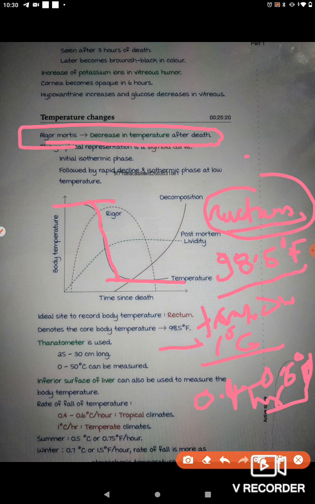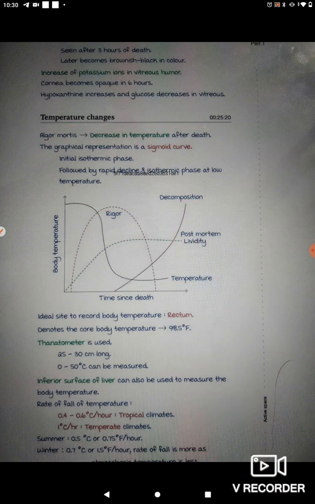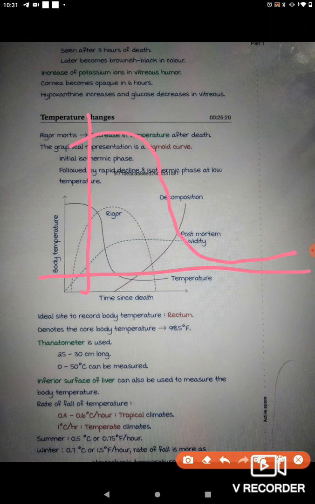So this is about algor mortis, and this is the graph of rigor mortis, and this is the graph of postmortem lividity. This inverted L shape is postmortem lividity. This inverted U shape is rigor mortis. And this is the graph of decomposition, which is just an increasing graph. We have seen various graphs: the sigmoid graph is for algor mortis, this is for rigor mortis, this is for decomposition, and postmortem lividity is the L-shaped graph.